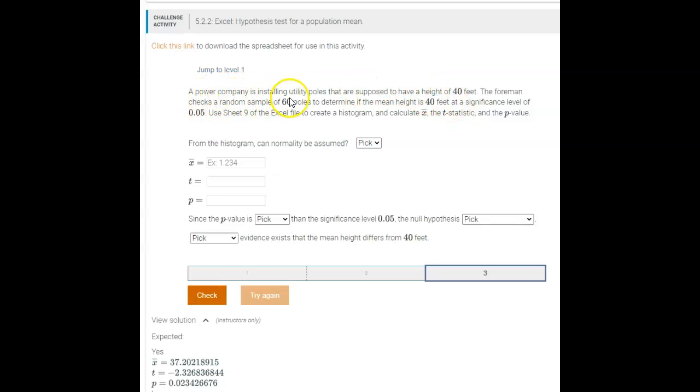In this scenario, we're looking at utility poles, and we're assuming that the population mean is exactly 40 feet. That's how tall they need to be. They can't be taller than that, and they can't be shorter than that. We need our poles to all be the same height. So our alternative is a not equals to. A not equals to 40 is the alternative hypothesis, and that gives you a two-tailed hypothesis test.